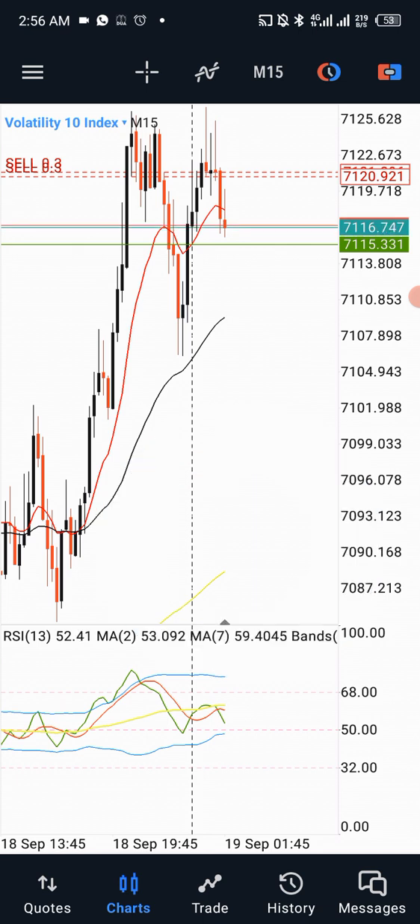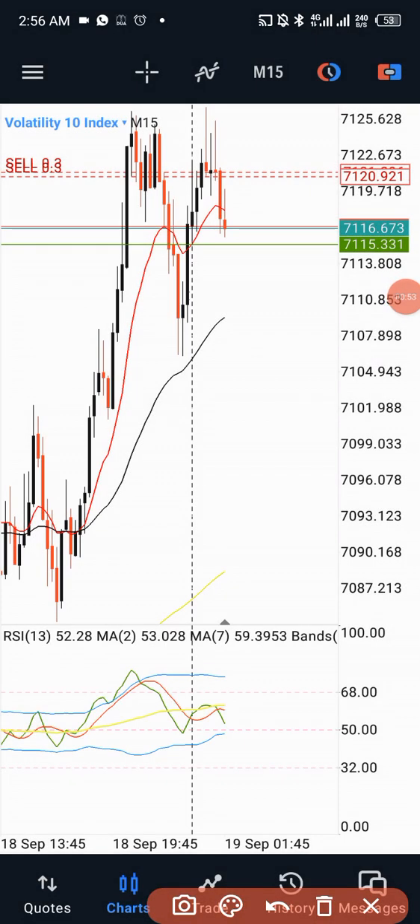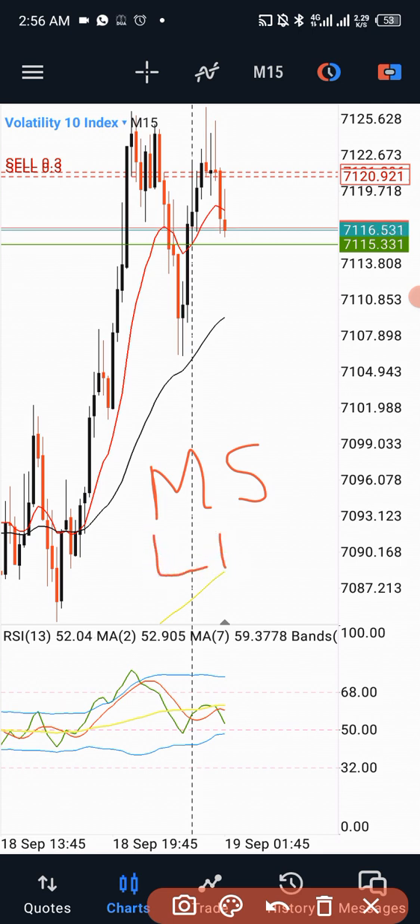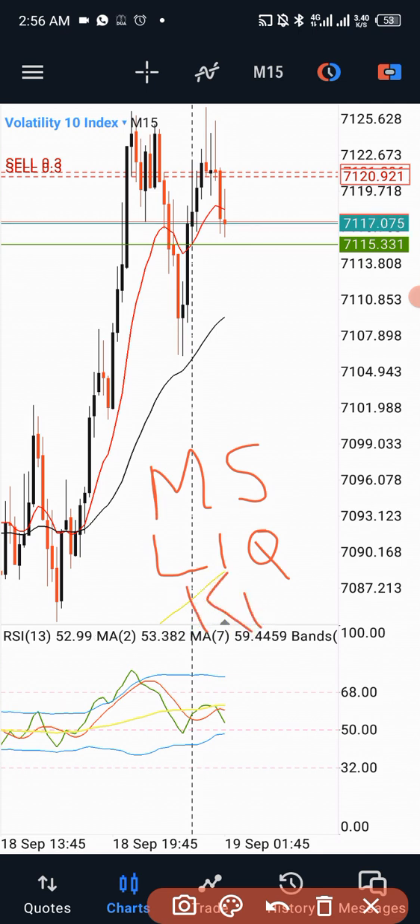All right, so first and foremost, if you want to trade any session, the first thing you need to put into consideration is your market structure. After you have considered your market structure, you consider your liquidity. After your liquidity comes your key zone. Now, looking at this market.